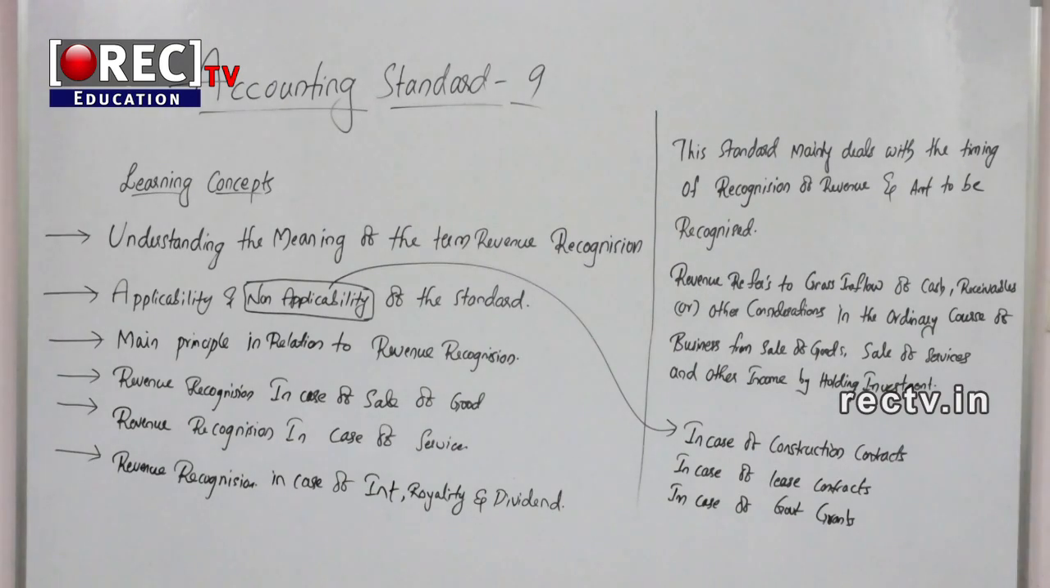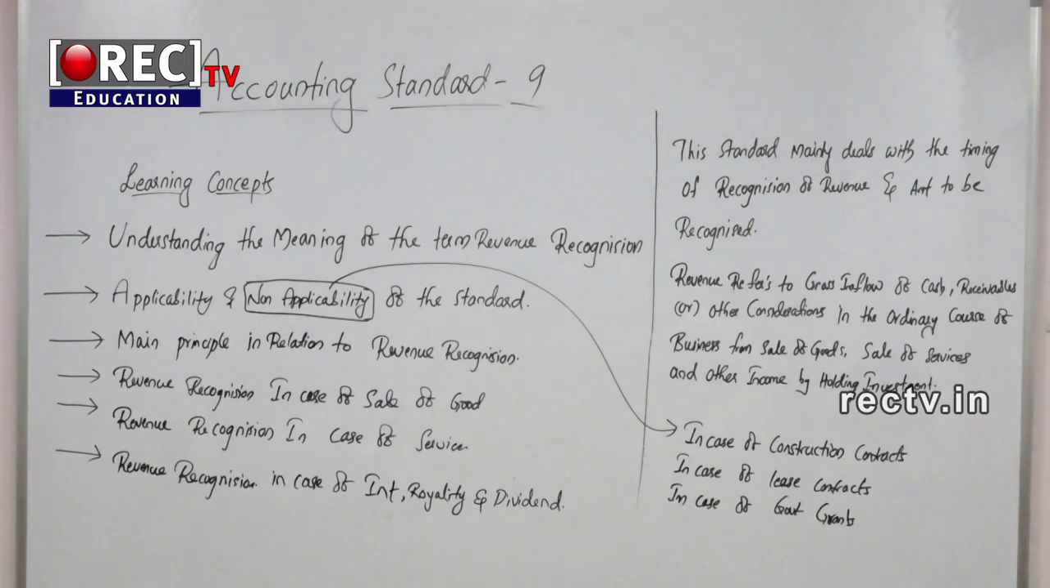Now this standard mainly deals with the timing of recognition of revenue and the amount to be recognized. So this standard deals with the recognition of revenue in the profit and loss statement of an entity. This standard mainly focuses on the timing of recognition, that is, when to record in the books. Generally the amount of revenue is determined by agreement between the two parties involved in the transaction. Here revenue refers to gross inflow of cash, receivables and other consideration in the course of business from sale of goods, sale of services and income by way of holding the investment.